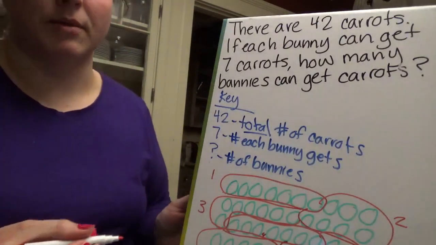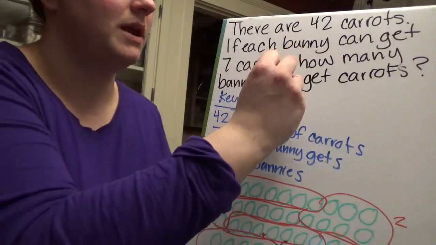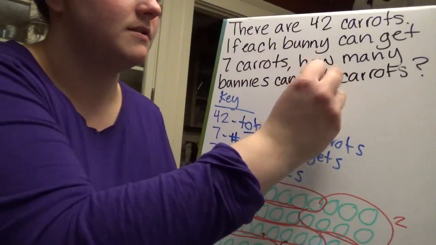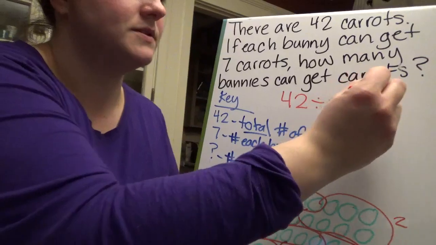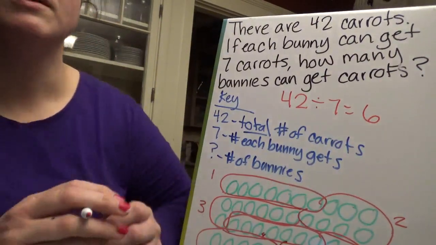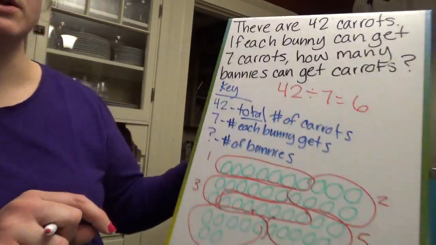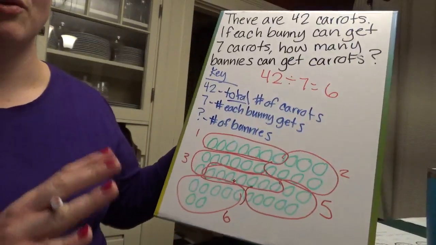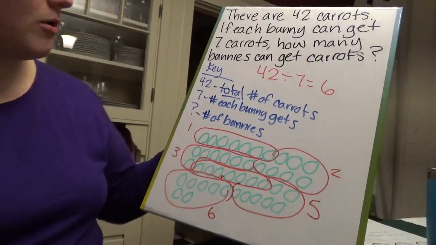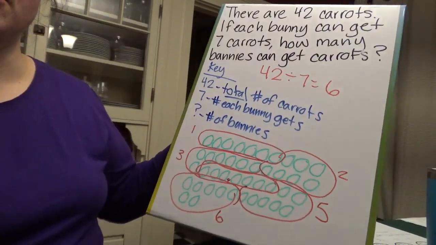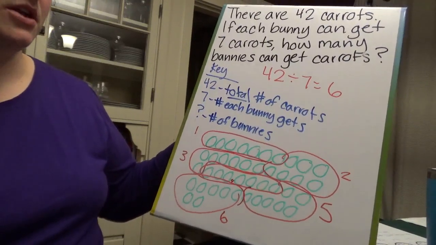So if I wrote a number sentence to match this problem, it would be my total, 42, divided by 7 equals 6. Hopefully you got this answer. This is just one strategy that I like to use when I don't know my number of groups. I like to draw out my total and circle the number in each; it's a great strategy to use.